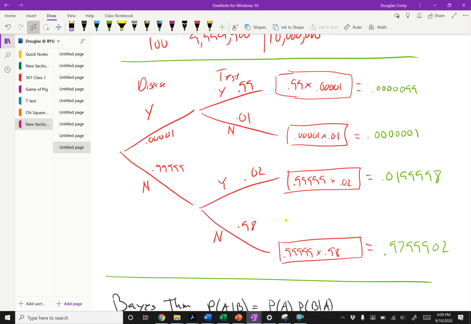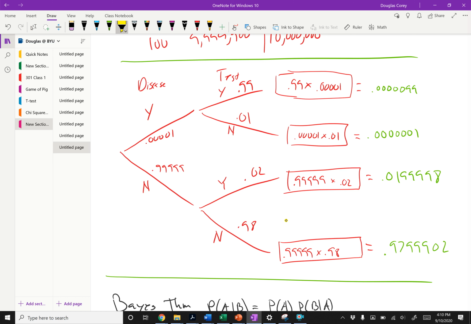I also went and finished the tree diagram. So the probability of having the disease is 1 out of 100,000, and the probability of not having it is 0.99999, etc. And then if you have the disease, the probability that the test will come back positive is 99%. If you don't have the disease, you have a 2% chance of it saying that you do, and a 98% chance of it saying that you don't.